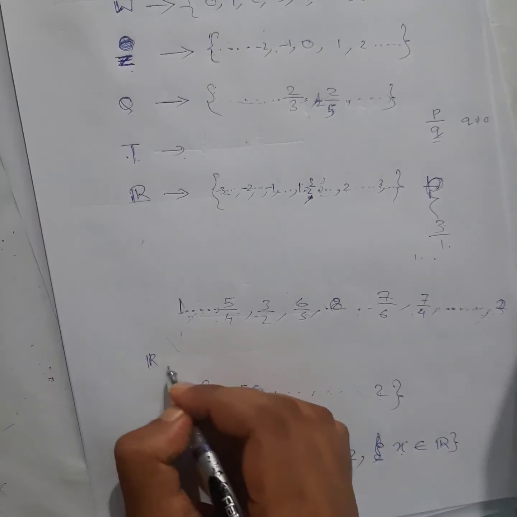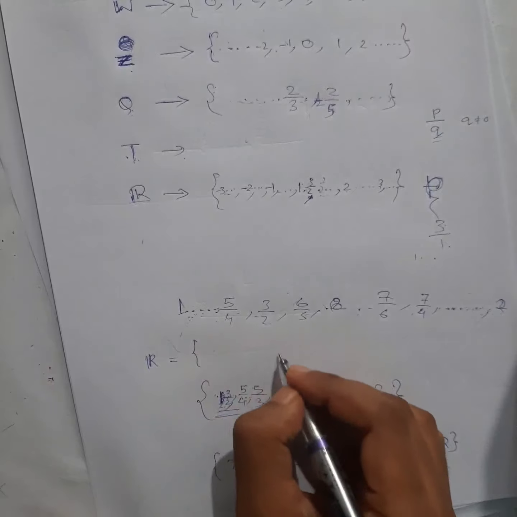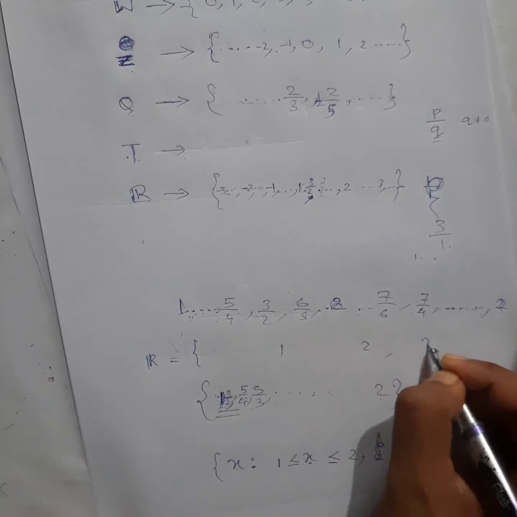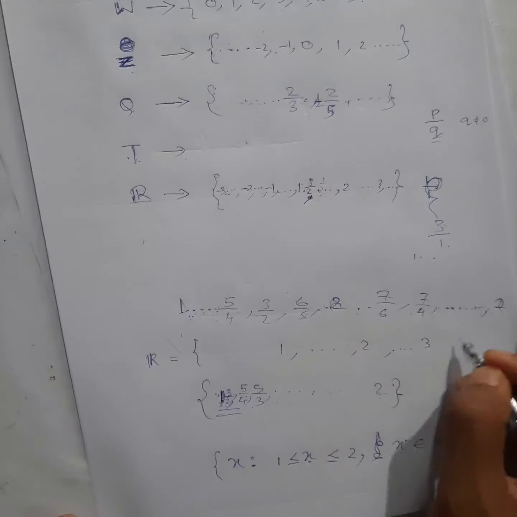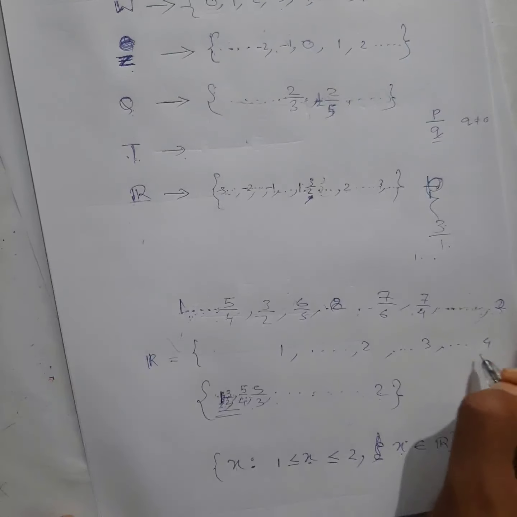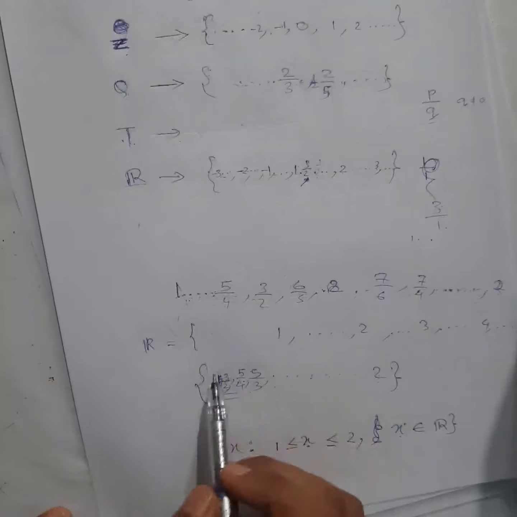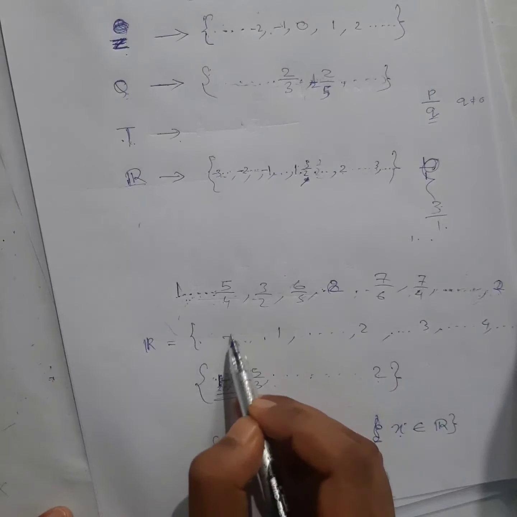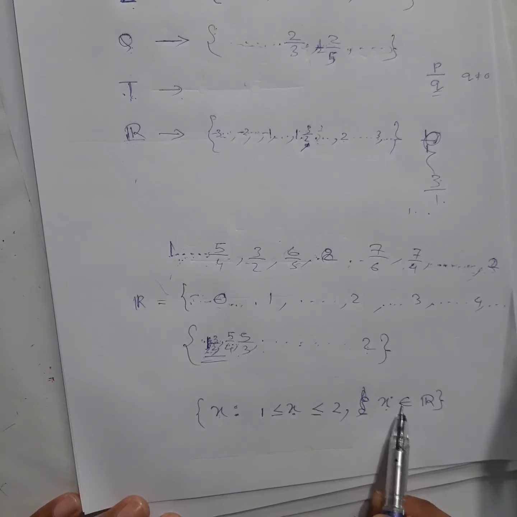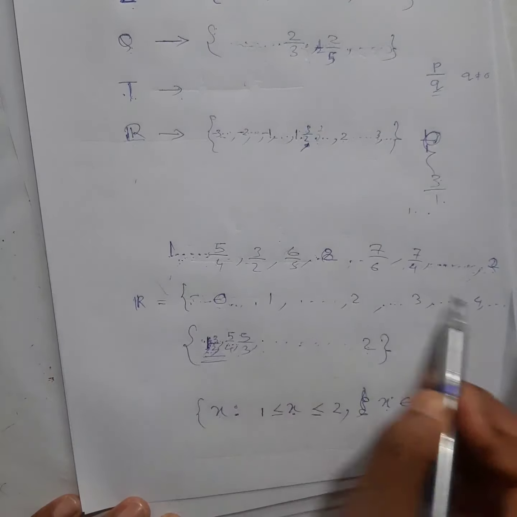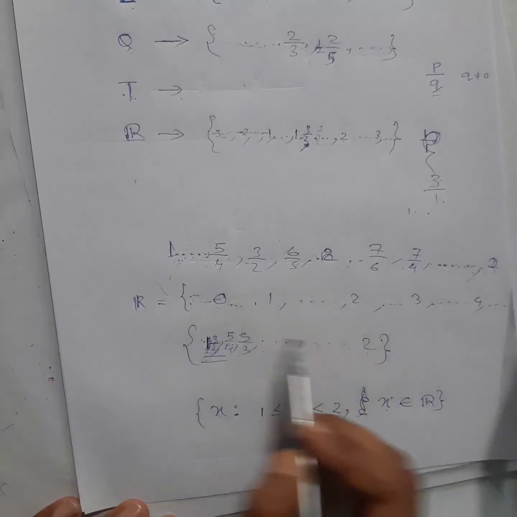So you know, in the set of real numbers, elements will be like this: 1, 2, 3, dot dot dot, then again dot dot dot, next will be 4. It will go on like this. So these are the elements here, infinite elements, 0, minus 1, all elements are there, right? So when I write x belongs to real numbers, we understand that x will be from this set.